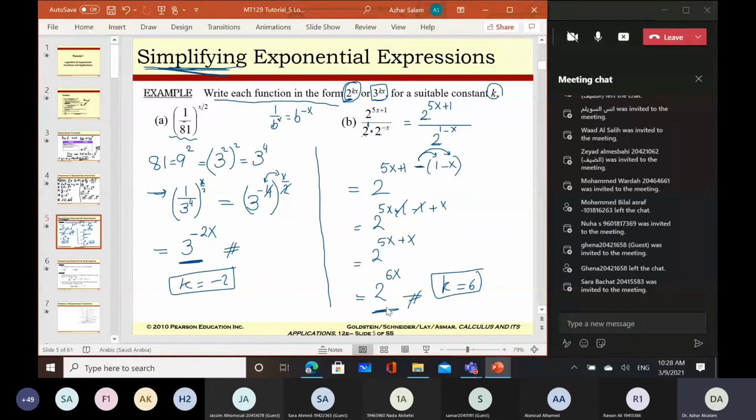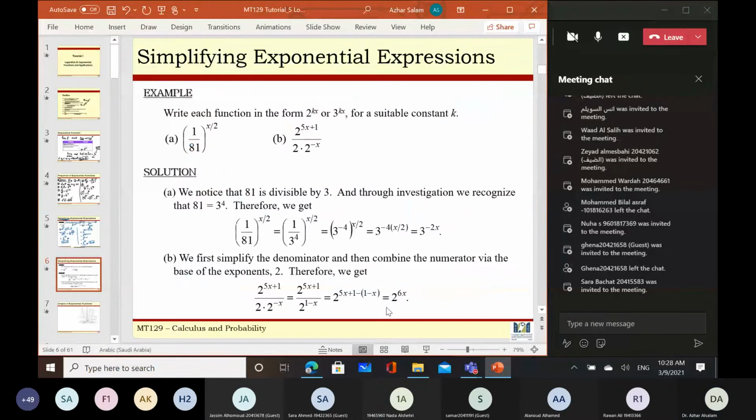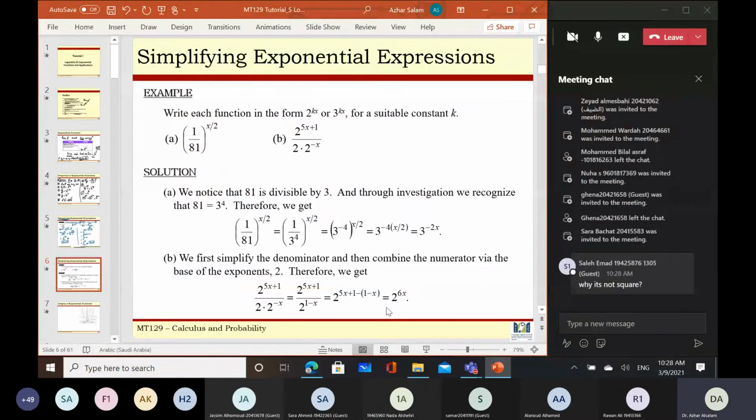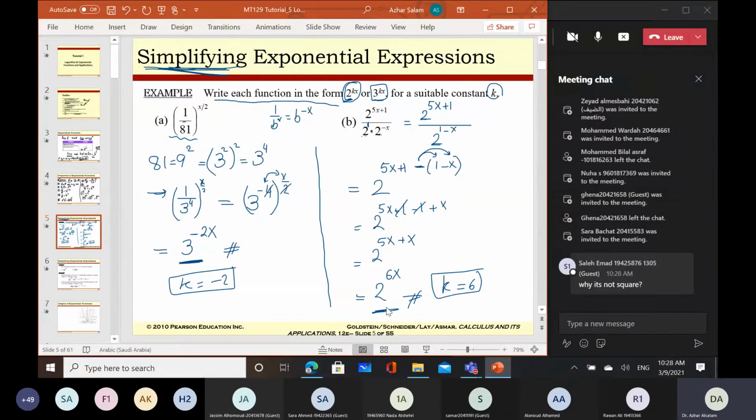Okay, it's clear how to simplify. We only use the properties. And this is the solution in your slide. Why it's not square? Which one is square? I don't have here 2 to the power 2, so I don't have any square here. What exactly was your question, Saleh?